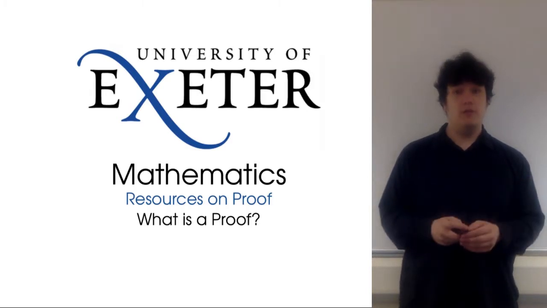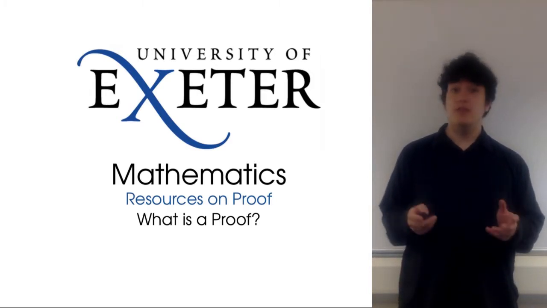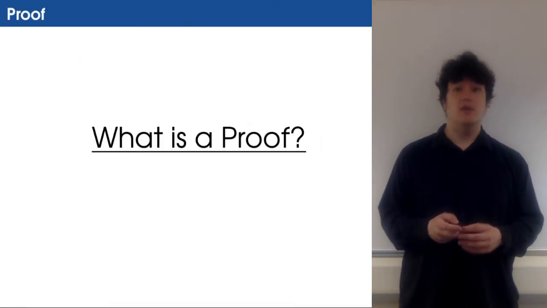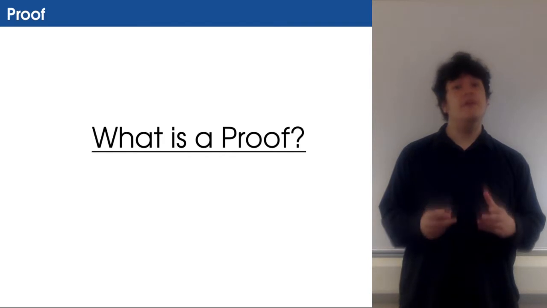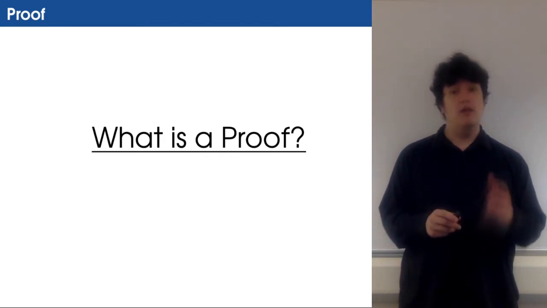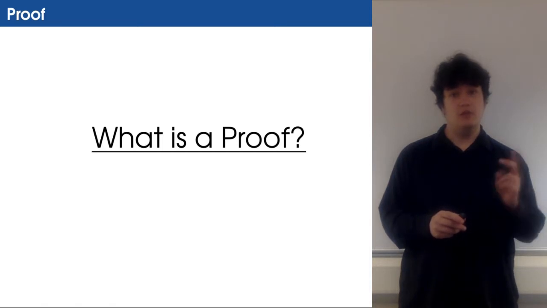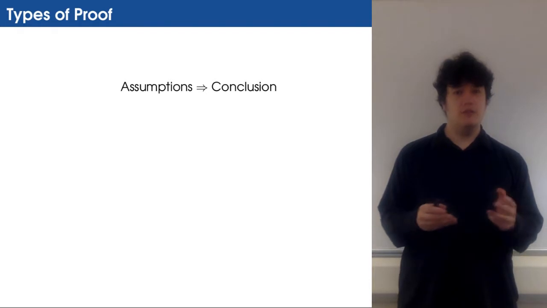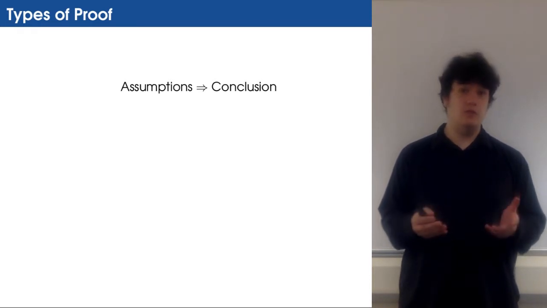This video in the Resources on Proof series is about what a proof is and about different types of proof that you'll see during your time in Exeter. A proof is a completely rigorous, logical argument that only uses three things: previously proved statements, logical deduction, and explicit assumptions. Now let's look at a typical statement that you might see in one of your courses.